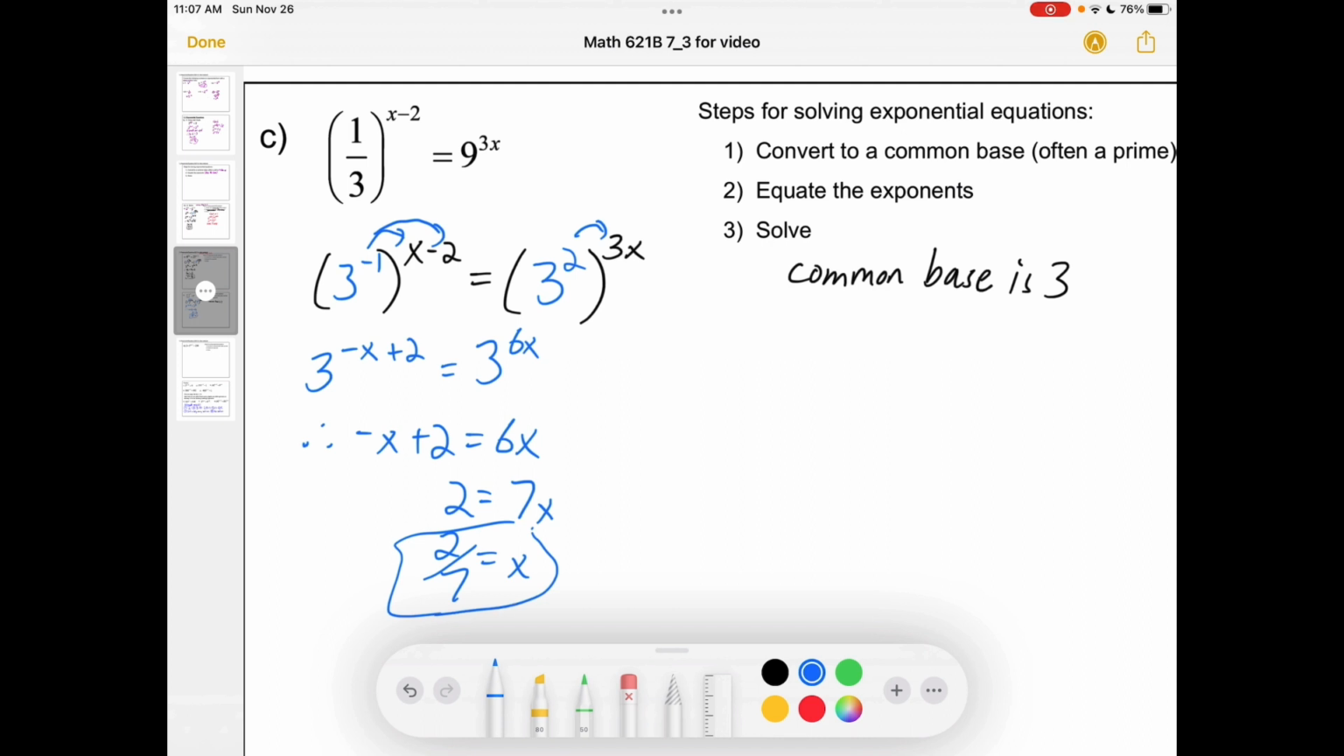Again, we can check this. If you'd used a base of 1/3, that would be fine. You just have to call 9 1/3 to the negative 2, which is a little bit weird, but same result.